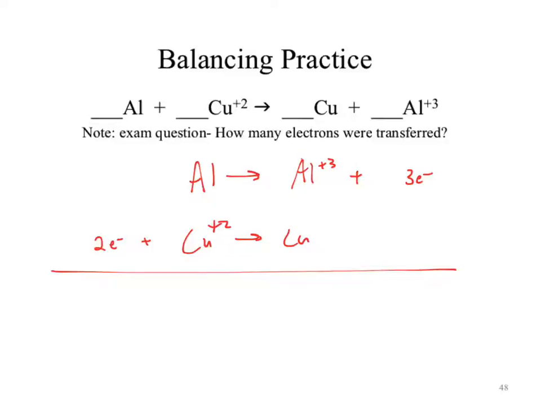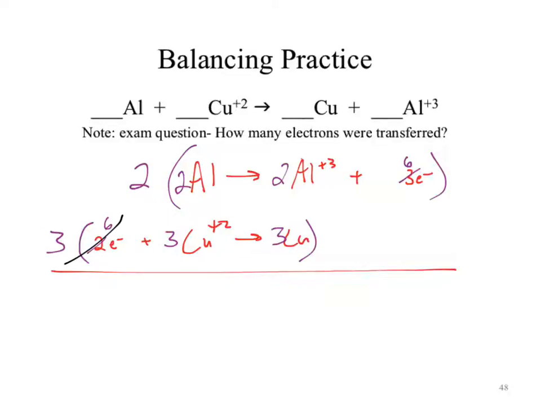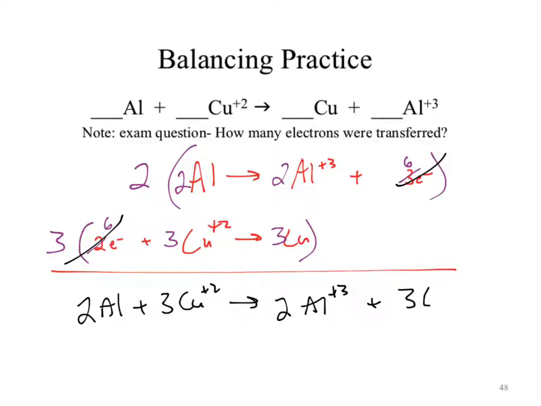How can I make 3 equal to 2? Or 2 equal to 3, actually. Multiply by what? I'll multiply the bottom one by 3, and I'll multiply the top one by 2. So I end up with 2 aluminum. I'll end up with 6 electrons there. I'll end up with 6 electrons here, 3 copper, 3 copper. When I add them up, what happens? The electrons will cancel. I'll end up with 2 aluminum plus 3 copper plus 2 goes to 2 aluminum plus 3 copper.